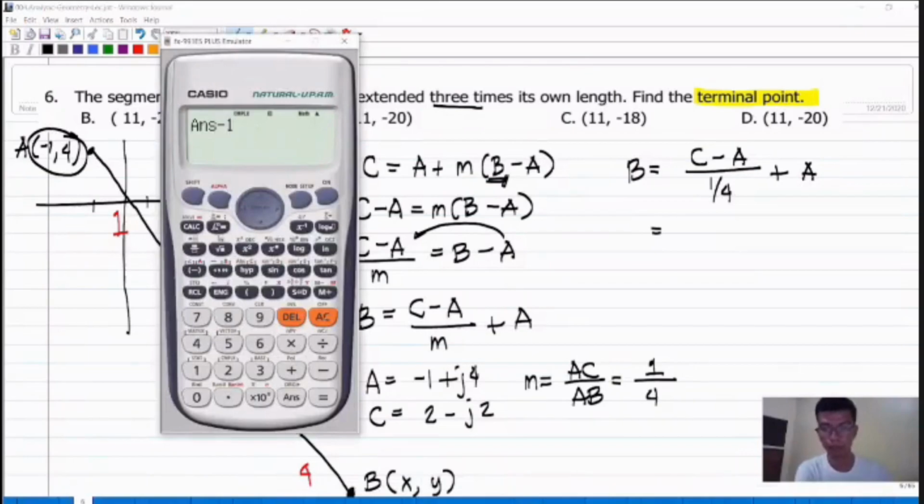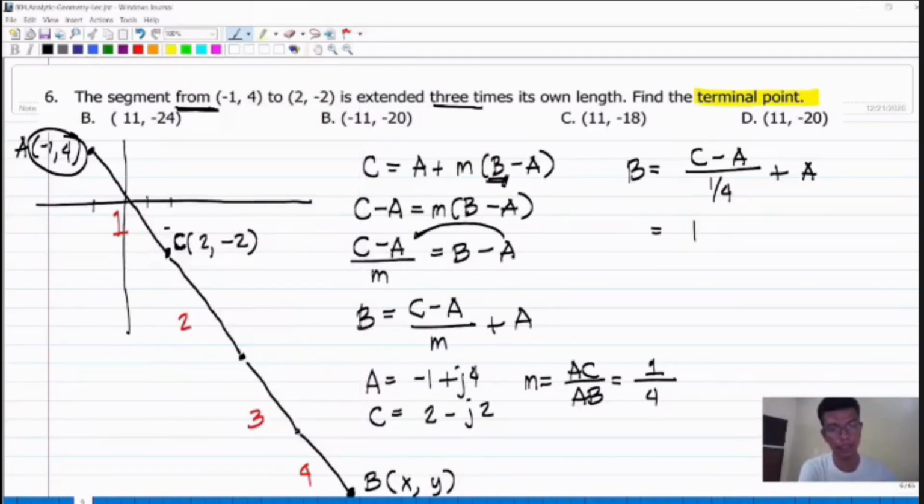Negative 1 plus 4i, store natin kay A. And then 2 minus 2i, store natin kay C. So, gayahin na natin yung formula. Alpha C minus alpha A divided by 1 over 4 plus the alpha A. Ang binigay dito is 11 minus 20i. So, 11 minus j20, and in coordinate form, that will be 11 negative 20, which is letter D.